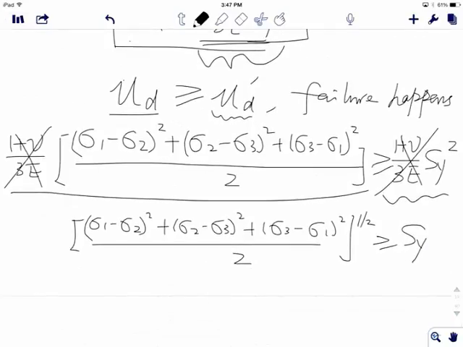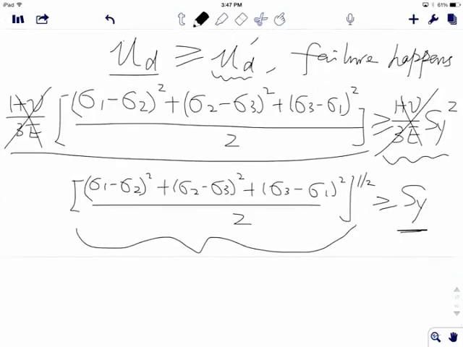The stuff on the right hand side looks very familiar. We know what it is. What's Sy? Yield strength. That's something you can find online. The left hand side is the distortional stress, which we can calculate. So we'll give the left hand side of the equation a name. Looks familiar to you?